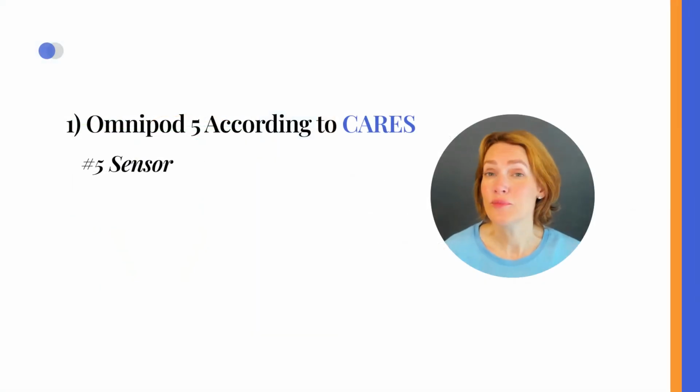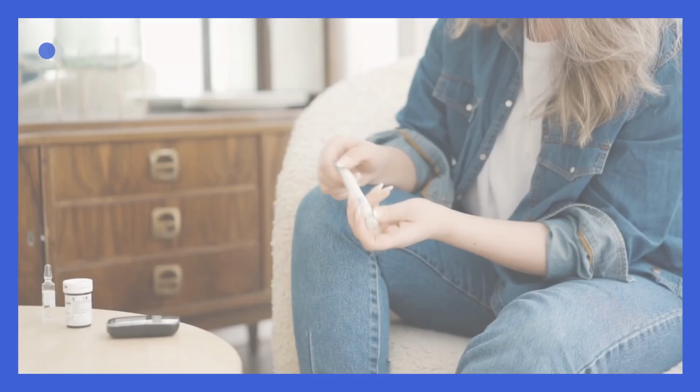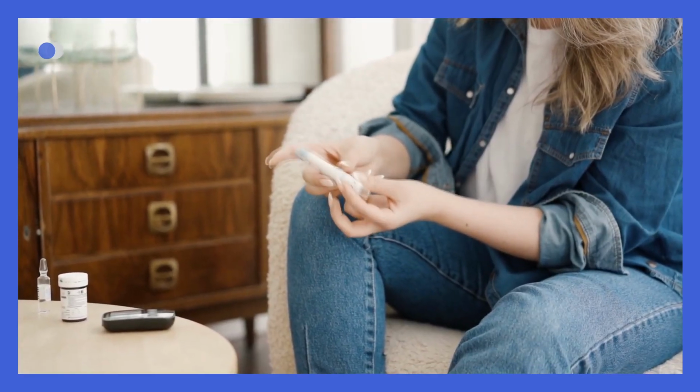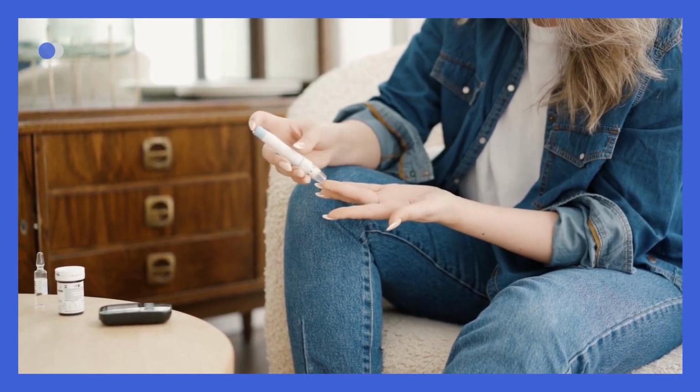Number 5. Sensor. The Omnipod 5 can be used with the Dexcom G6, G7 or the Freestyle Libre 2 Plus sensor. You can easily switch between the sensor types. If you have doubts about the accuracy of your sensor reading or do not feel it reflects your condition, perform a finger prick test to confirm.